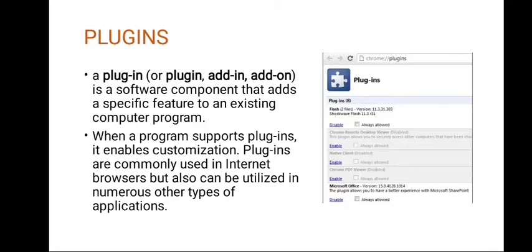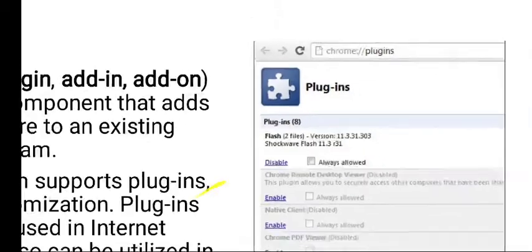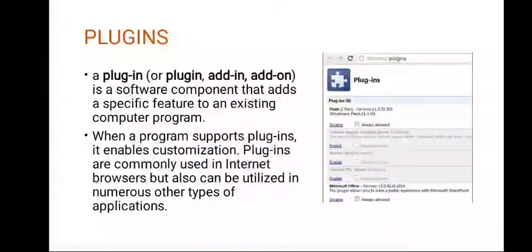So if you want to see installed plugins in your Chrome browser, then how will you see? You will simply type in the address bar as shown in this diagram. You have to type chrome://plugins, and you will be able to see the installed plugins in your Chrome browser. So it was easy to understand.